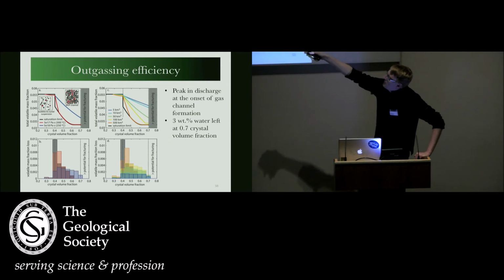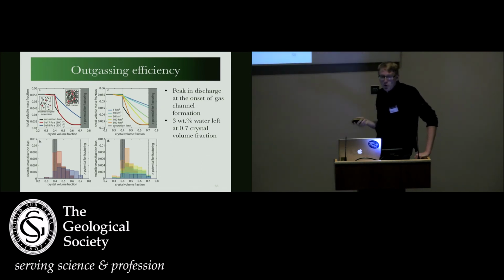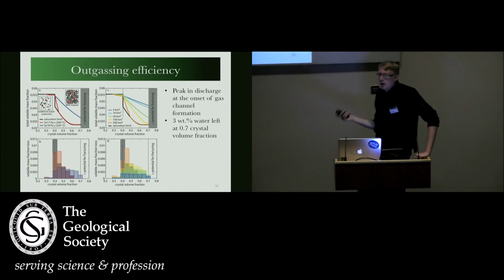And you see that you go from this initial 5.5 weight percent all the way down to about 3.25 weight percent. So it's important to note that you're left with more than 3 weight percent of water right at the high crystallinity. So if plutons are dry, you still need to get a lot of water out in this region here, above 70% crystals.